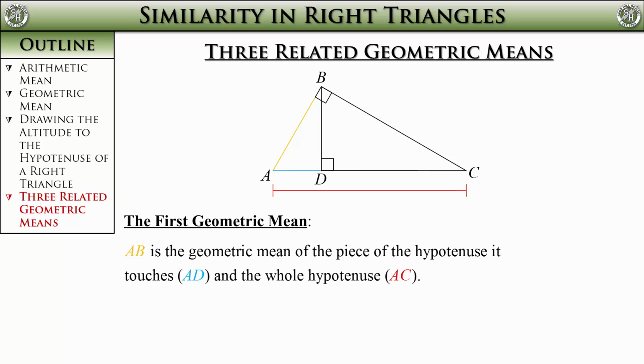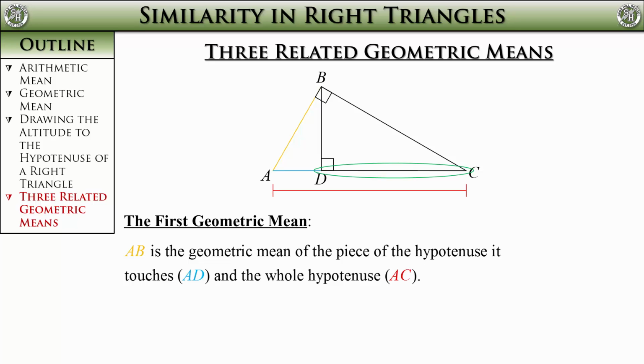Remember I told you that each geometric mean we are covering is the geometric mean of 2 pieces of the hypotenuse, or the whole hypotenuse. Here it is the whole hypotenuse, and the piece of the hypotenuse it touches. Note that the other piece of the hypotenuse, DC, is not involved. It doesn't actually touch AB, and the other 2 parts do. So that is another way to help you remember which pieces to use.